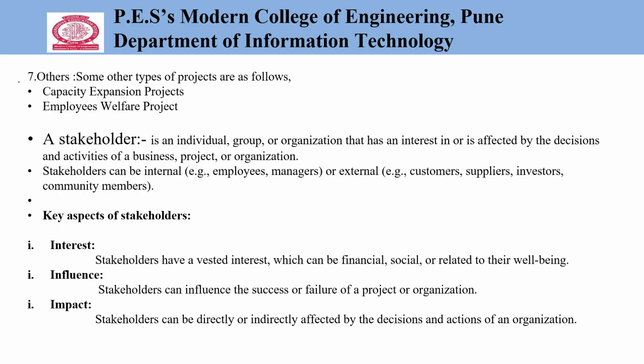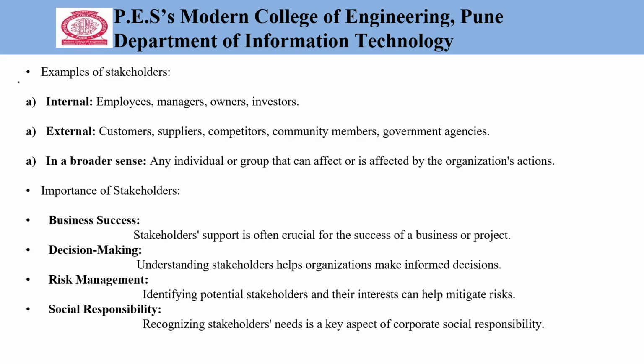So what is interest? Stakeholders have a vested interest, which can be financial, social, or related to their well-being. Second one, influence. Stakeholders can influence the success or the failure of projects or the organization. Again, impact. The stakeholder can be directly or indirectly affected by the decisions and the actions of an organization. Okay, so this is all about the stakeholder.